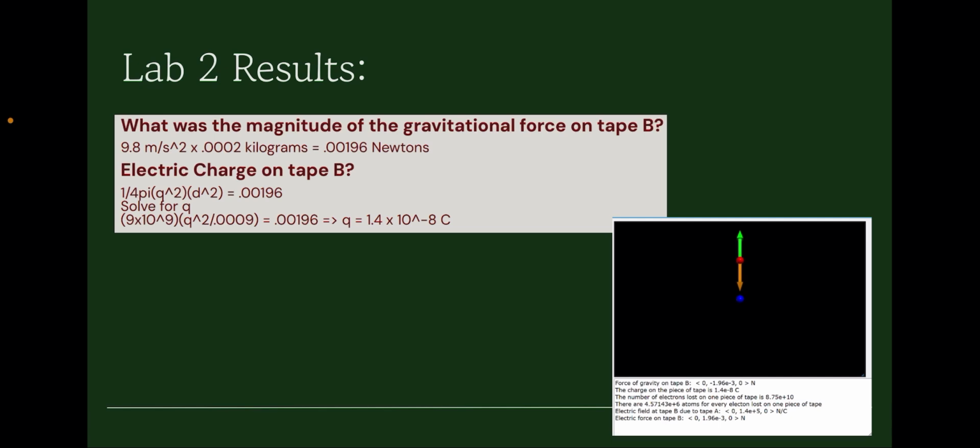And then the results from the previous lab were the magnitude of the gravitational force on tape B being 0.00196 newtons, and the electrical charge on tape B being 1.4 times 10 to the negative 8 coulombs, and the work shown for each of them. And then I also included the results from the GlowScript code from the last lab to show what the code ended up being in the model for the previous lab to compare it to this lab.